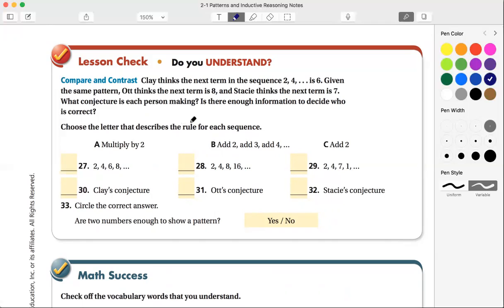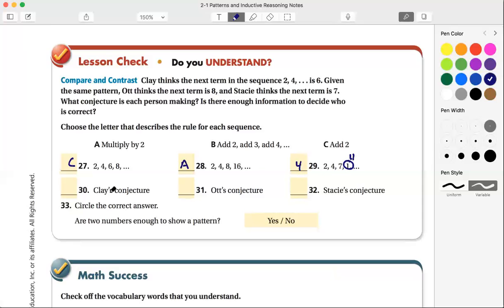All right. So choose the letter that describes each rule for the sequence. So 2, 4, 6, 8, what would I be doing? Well, I would be adding 2 to each. 2, 4, 8, 16, I would be multiplying by 2 in each. 2, 4, 7, it looks like I'm doing something here. I don't know. Add 2, add 3, add 4. I think this is supposed to be 11 in the notes.